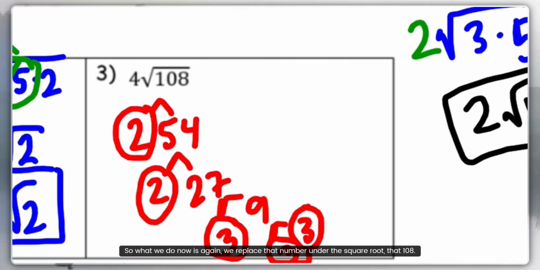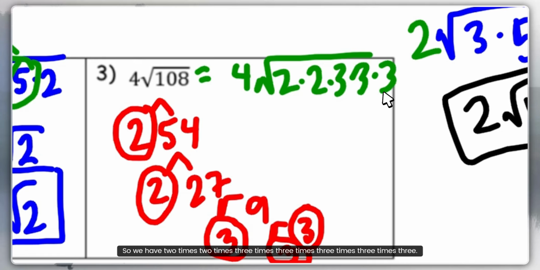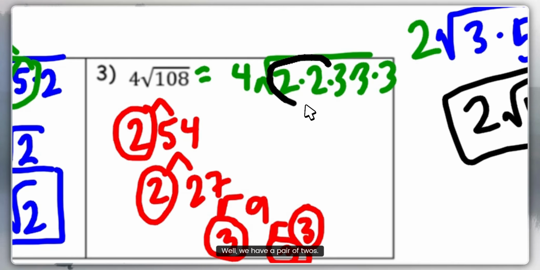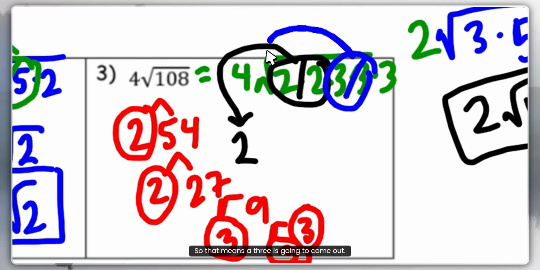So what we do now is, again, we replace that number under the square root, that 108. So we still have that 4 on the outside, but now underneath the 108 instead is going to become 2 times 2 times 3 times 3 times 3. And we're looking for a pair of the same numbers here. Well, we have a pair of 2s. So that means 1 2 is going to come out. We also see here that we have a pair of 3s. So that means a 3 is going to come out.